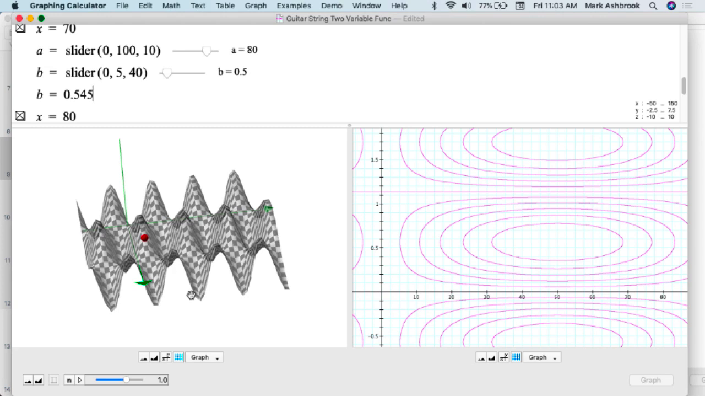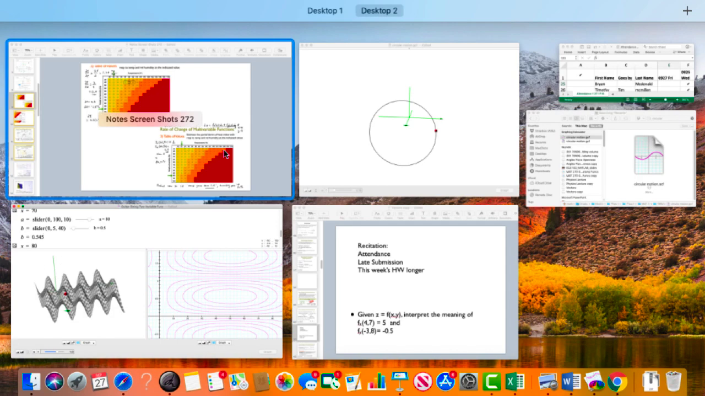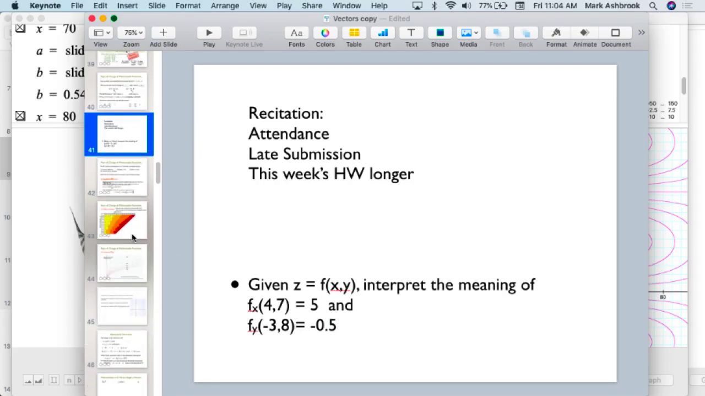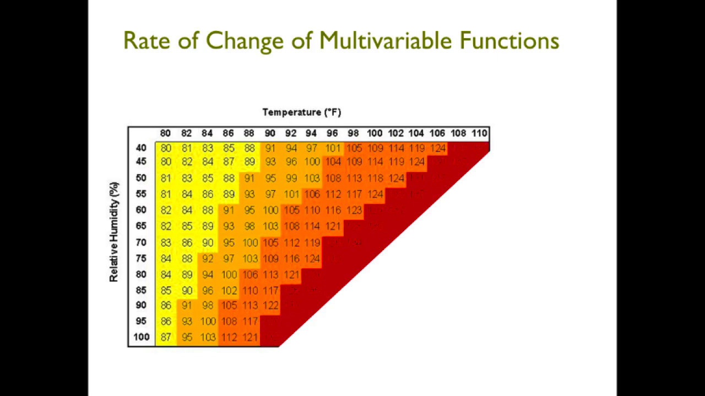Okay, so we've done partial derivatives in the context of the function formula, right? You're using all the same derivative rules, but you're holding the other variable constant. So we did that. And then we looked at analyzing partial derivatives in terms of the surface. So next thing we want to do is look at this one, in terms of a table of values.